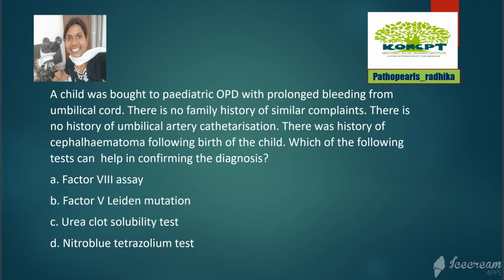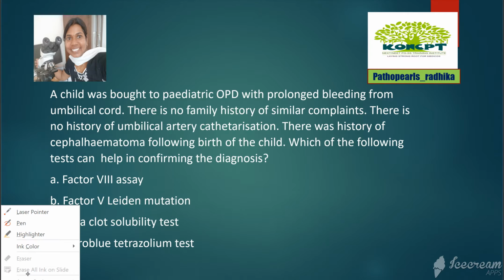Today's question is: a child was brought to pediatric OPD with prolonged bleeding from the umbilical cord. There is no family history of similar complaints. There is no history of umbilical artery catheterization, but there was history of cephalhematoma following birth of the child. Which of the following can help in the diagnosis?